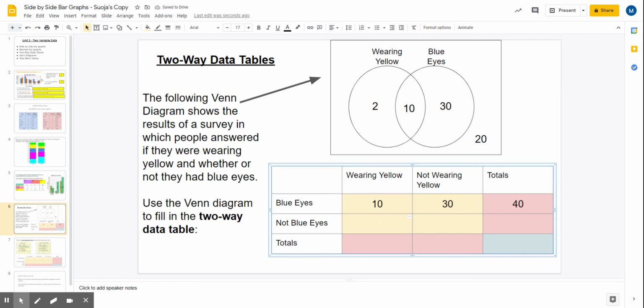Okay, next row down, the people who do not have blue eyes but are wearing yellow. So no blue eyes, but they're wearing yellow. Those are these two people right here. And then this corner is reserved for the people who are not wearing yellow and do not have blue eyes. So that's the 20 people that didn't make it into any of the circles. They don't have either. All right, add those up, 22.